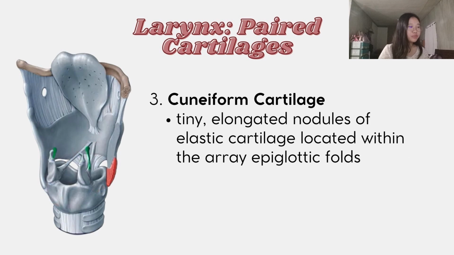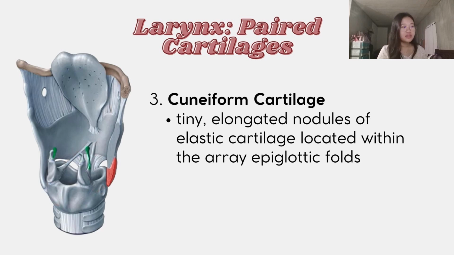For the cuneiform cartilage, isa rin tong maliit na cartilage. It is a tiny, elongated nodule of elastic cartilage located within the aryepiglottic folds. As you can see naman sa picture, thin siya, pahaba, tapos nasa likod siya banda ng corniculate.